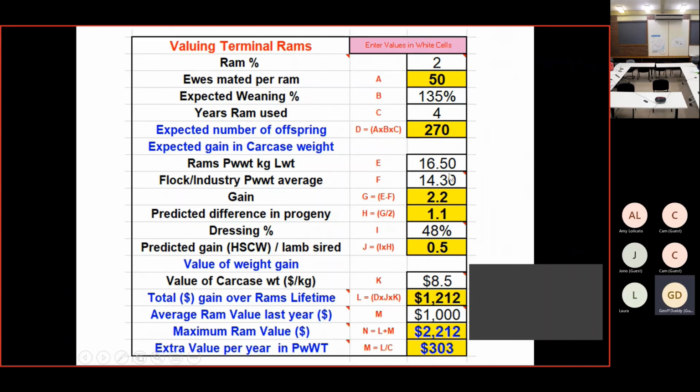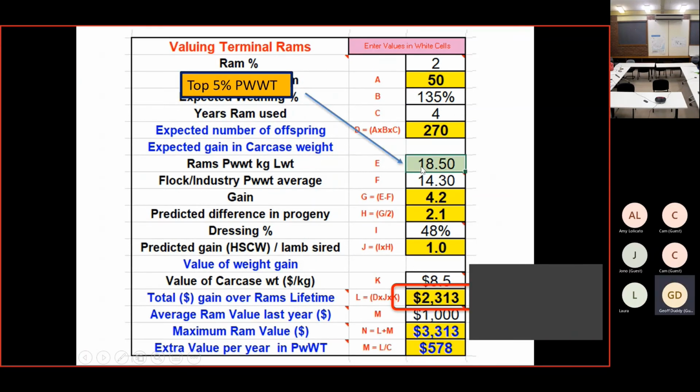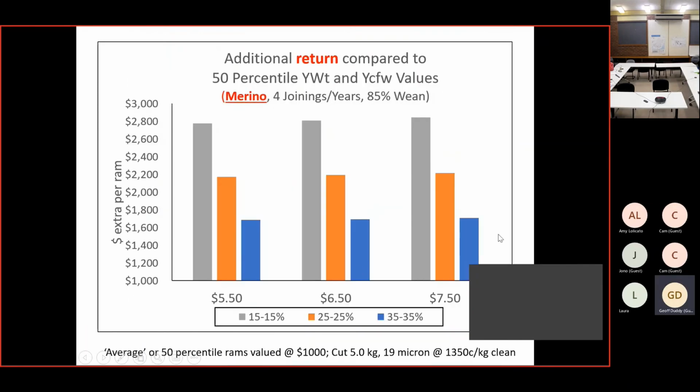If we change this to now 18.5, and there's rams out there that you can get, these are rams in the top 5%, that bumps our total gain up by $600-700 or so, and the maximum ram's value compared to $1,000 for a 50% ram is $3,300. So you can use it, you can actually work it out.